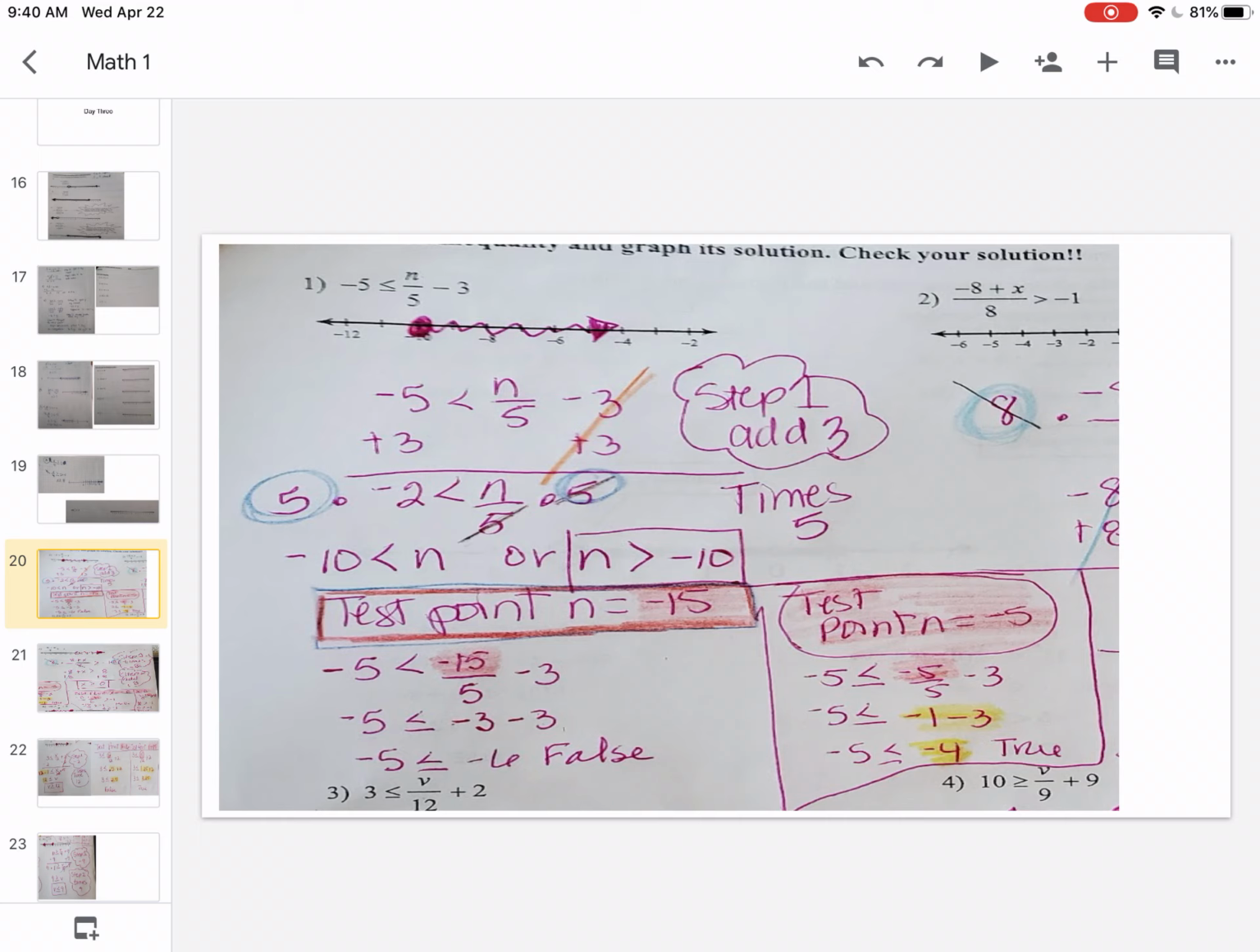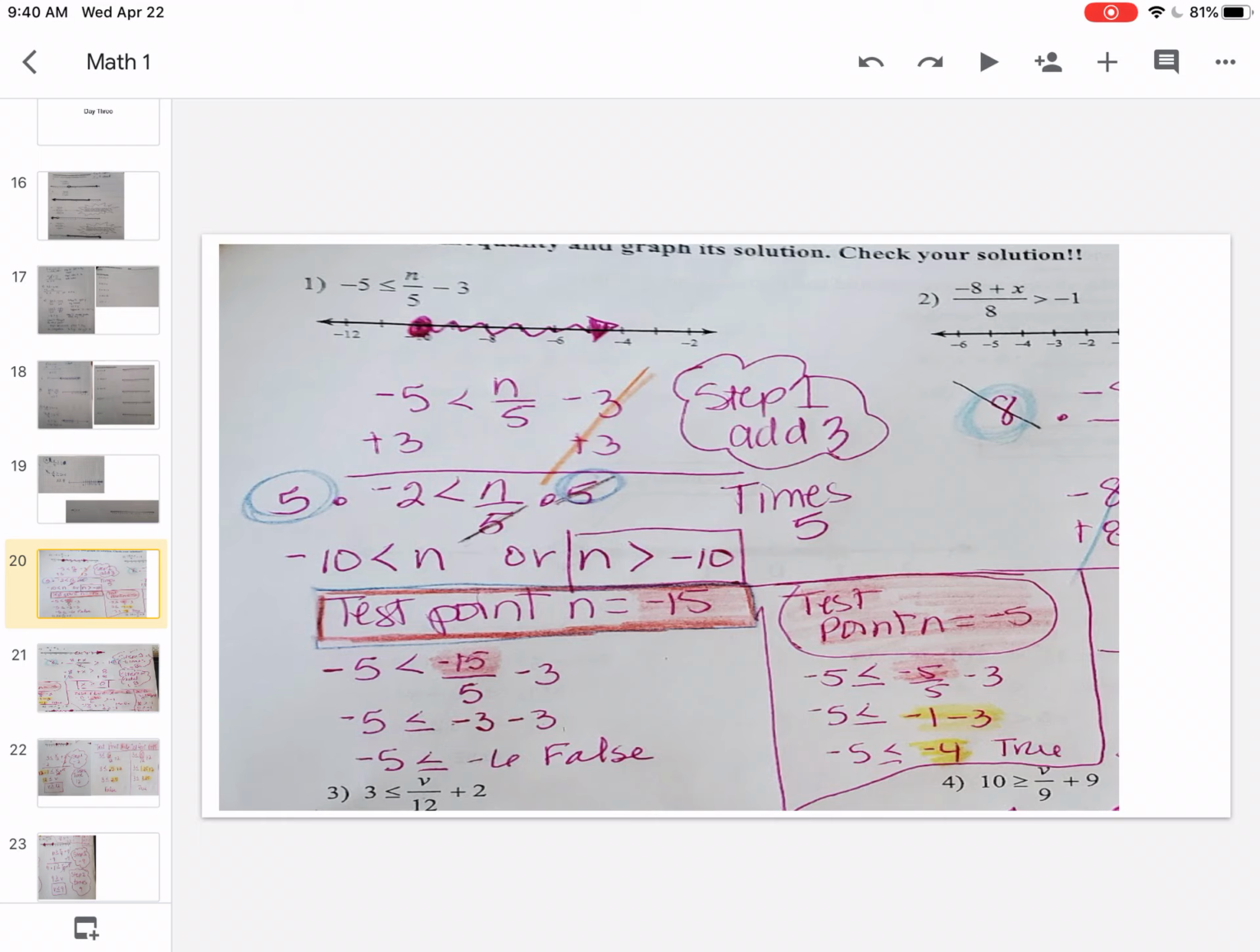So I bring that down, and I bring the rest of the problem down. Okay? So I have negative 5 is less than or equal to negative 3 minus 3. So I still bring down my negative 5 is less than or equal to, and then negative 3 minus 3 is negative 6. So is negative 5 less than or equal to negative 6? No, so that's false. Okay, so let's go over to the right.